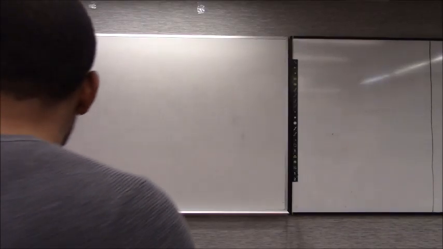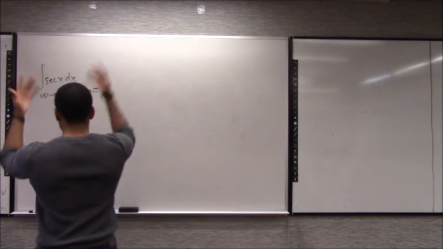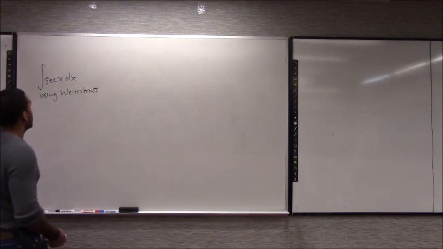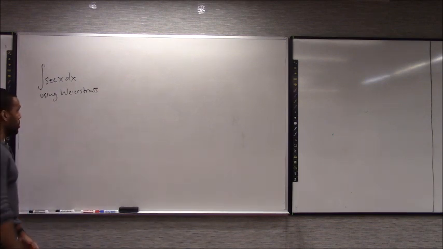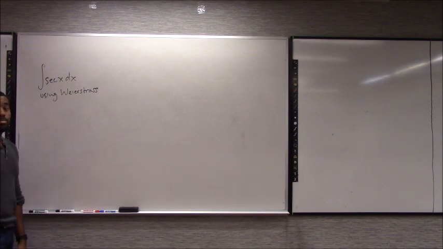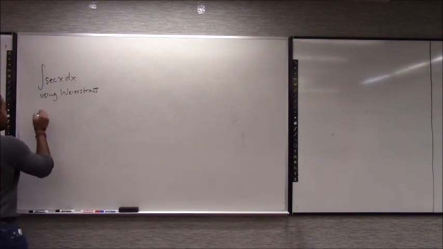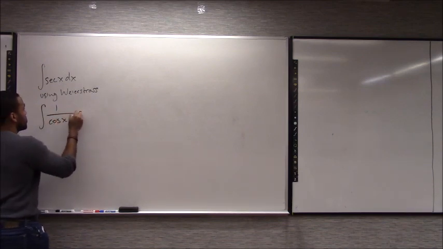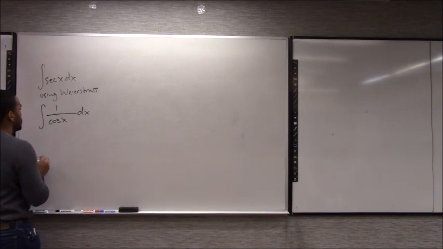All right, let's begin. Our last Weierstrass substitution example. So, how do we do this using Weierstrass? You know secant x is just 1 over cosine x. So using the substitution, it would just be 1 plus u squared over 1 minus u squared.